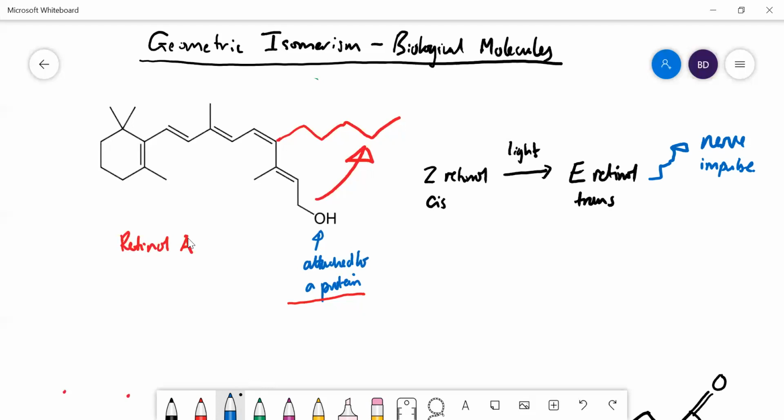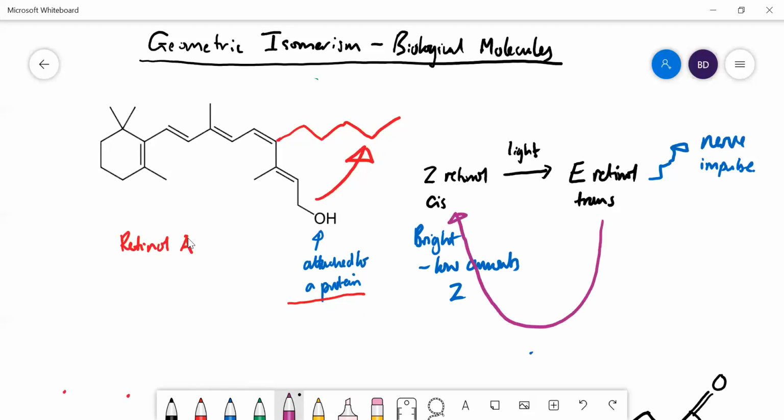What's happening is, when you've got bright light, you'll have low amounts of the Z form, because it's all being converted to the E form. Now obviously, to enable you to see, that has got to be converted back. The E retinol has to be converted to the Z retinol. That requires ATP, and it takes a bit of time.